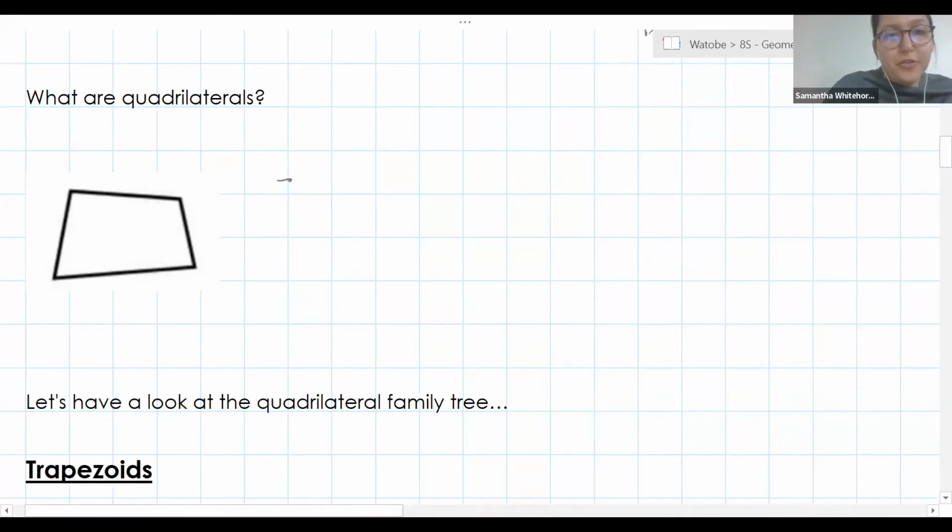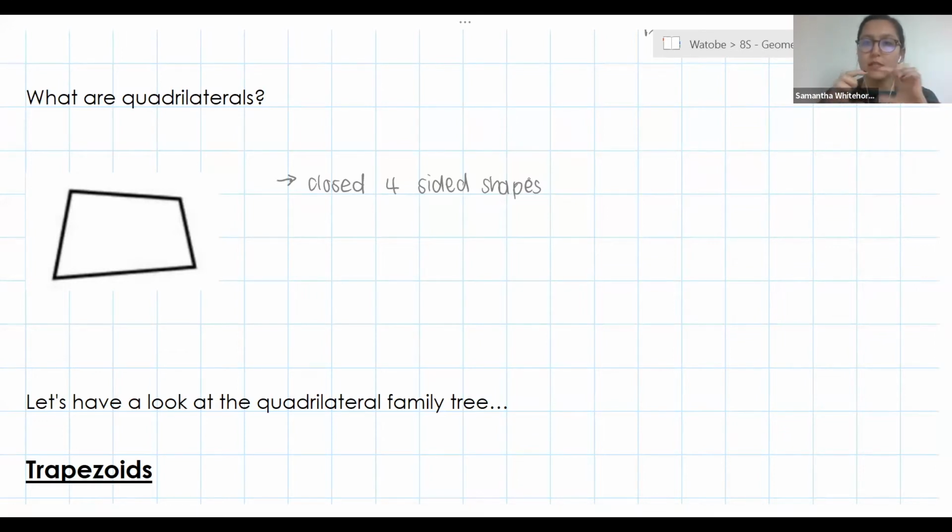So the first thing that we know about quadrilaterals is that they are closed 4-sided shapes. As was just said, it's got 4 sides. Now, when I say closed, all I mean by that is that there's no sides that don't join with each other. All of the vertices meet up and form this closed shape. Okay. What else do we know about quadrilaterals?